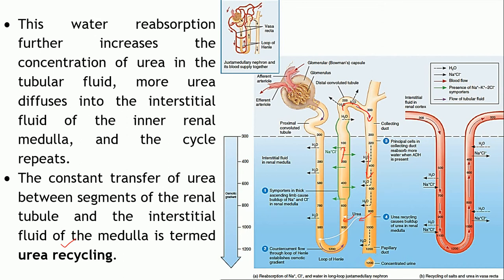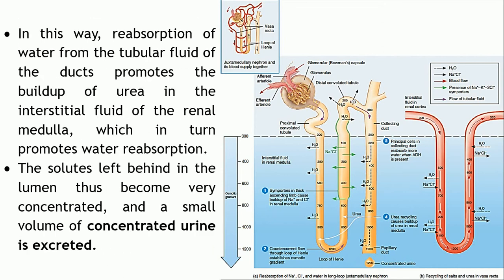So again this urea also is helping in the maintenance of the interstitial osmotic gradient and the reabsorption of water also. Reabsorption of the water will be promoted because the solute content is very high over here. Water will get reabsorbed into the interstitial fluid in the renal medulla. So as a result of this, what will happen? Urine will become more and more concentrated. So concentrated urine will be excreted.